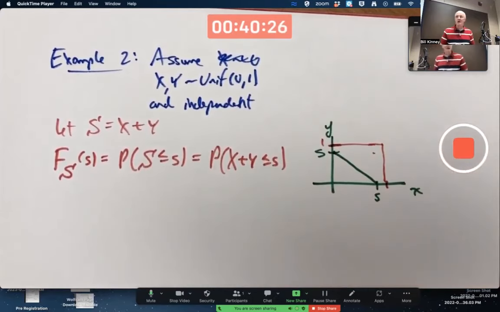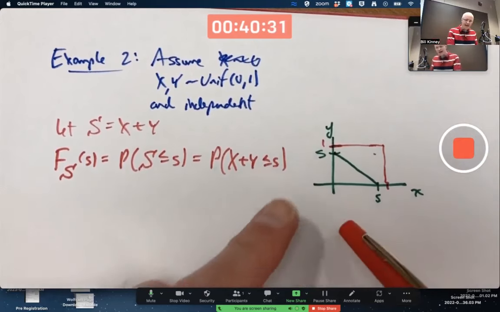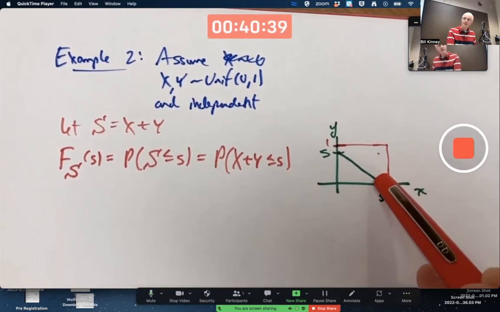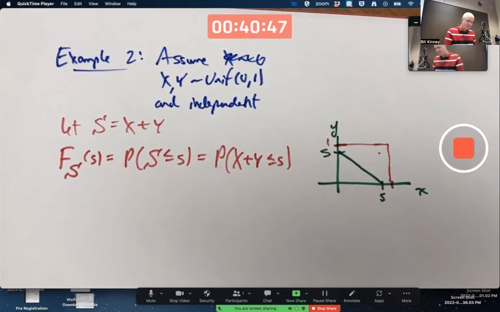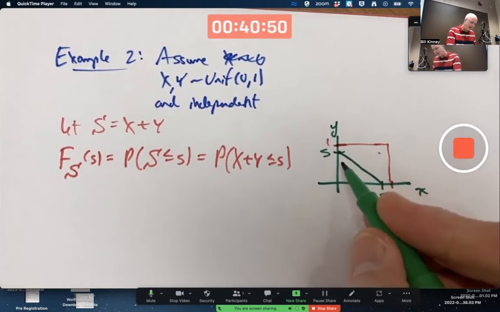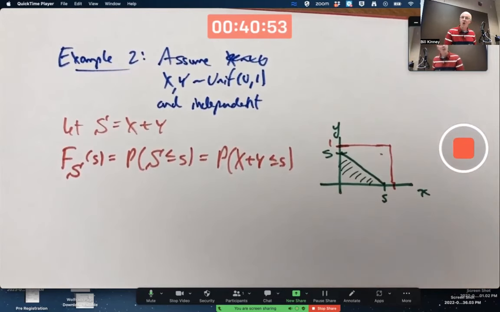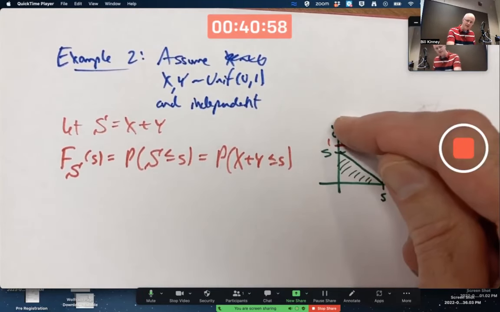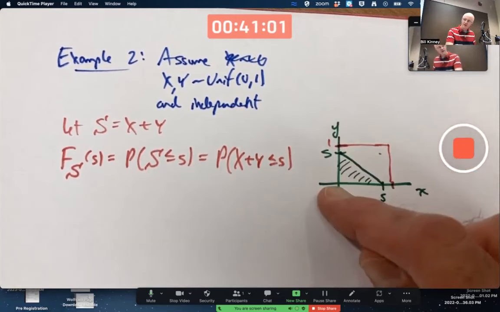Now, S could be as large as 2, or very close to 2. But x and y individually are still varying between 0 and 1. So this square is where the joint PDF is positive and has a value of 1, in fact, 1 times 1. But to integrate over this region, I have to think about cases, because when S is less than 1, it's a triangle. If S is bigger than 1, if this y-intercept is bigger than 1, it's not a triangle, the region under there and still in the red square. It's more complicated.